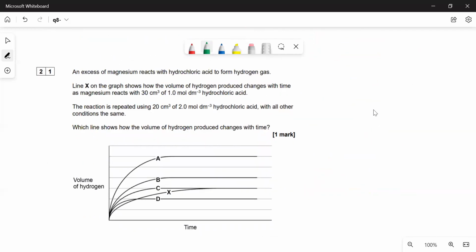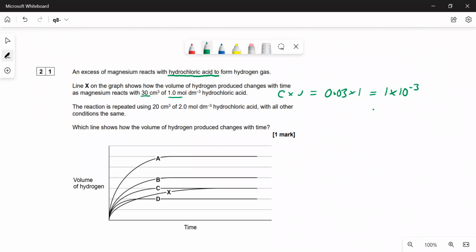Right, this is about rates of reaction. So an excess of magnesium reacts with HCl to form hydrogen gas. So the magnesium is in excess, so it's the moles of hydrochloric acid that is going to affect the volume of hydrogen produced. Line X on the graph shows the volume of hydrogen produced with time as magnesium reacts with 30 centimeters cubed of 1 molar hydrochloric acid. So how many moles of hydrochloric acid is that? That's concentration times volume. So that's 0.03 dm cubed multiplied by 1, which is 0.03 moles of HCl. And that's going to control the moles of H2 gas.